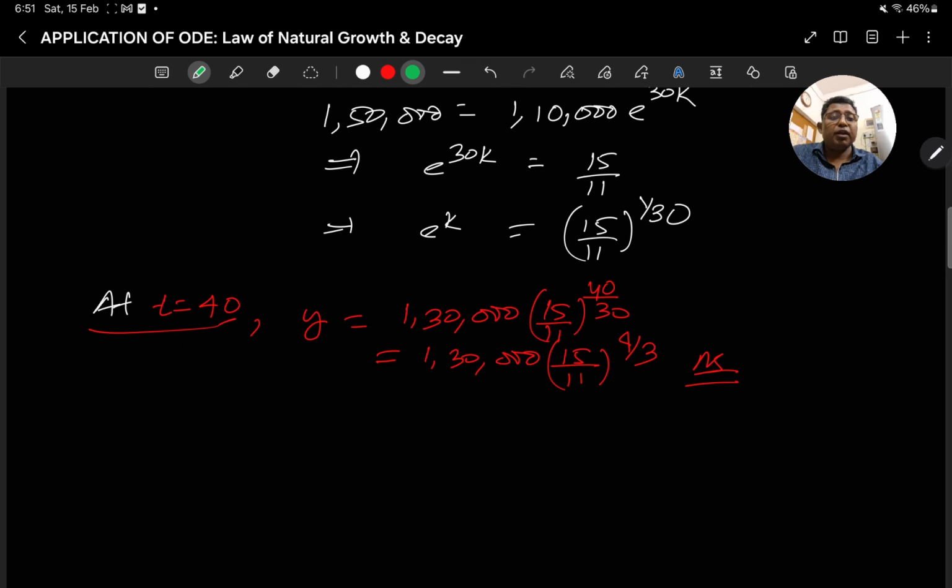Coming to the summary, in the law of natural decay the proportionality constant is negative, and in growth the proportionality constant is positive. Accordingly we have solved 3 examples here. You should solve some more examples or questions from any standard book.